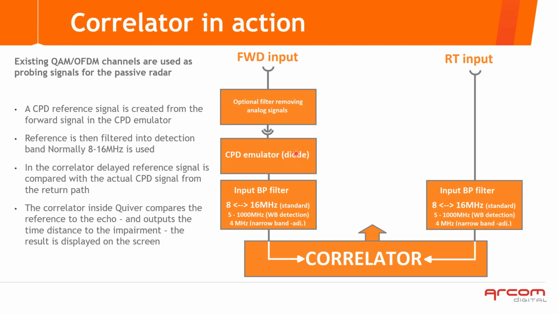So when we apply forward input signals to this meter, there is inside a CPD emulator, which is essentially a diode. It creates intermodulation products. It acts like a radio frequency mixer. Then from these products, we take only a small bandwidth, between 8 and 16 megahertz in the standard option, and we process it in the correlator with the signal that contains the CPD that we search for in the return. It is also filtered by a bandpass filter.